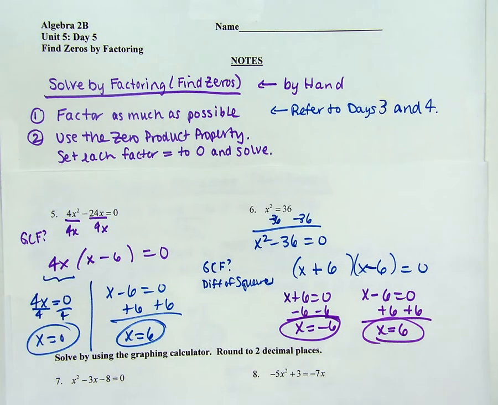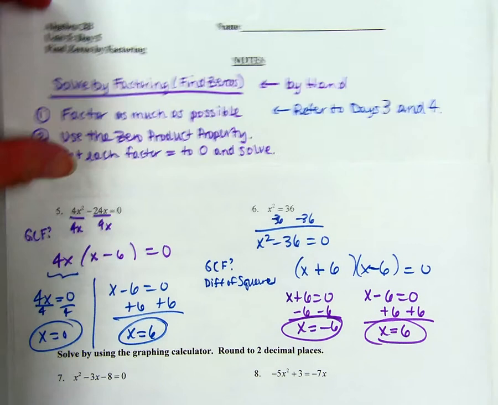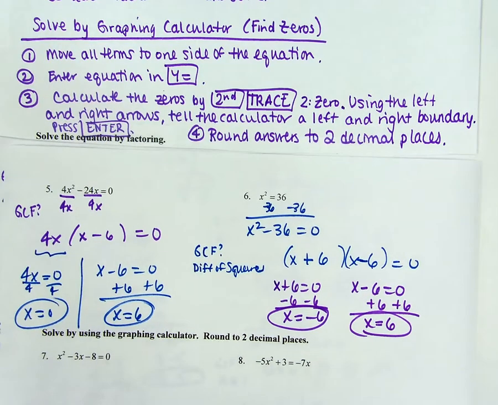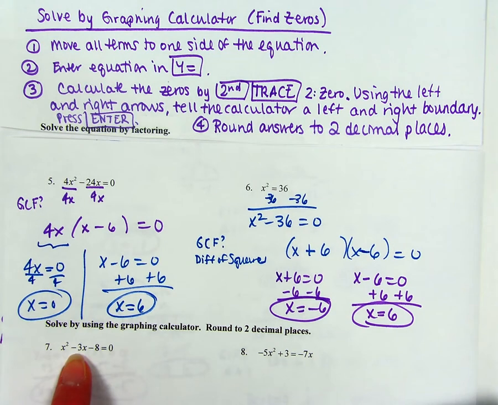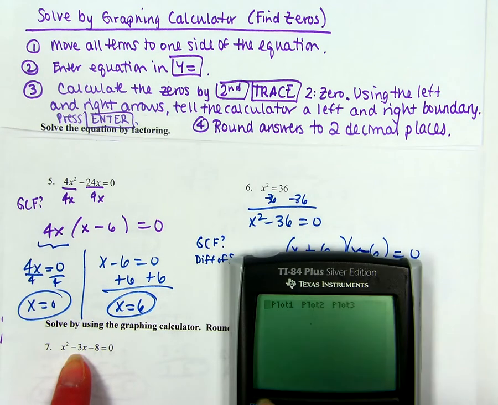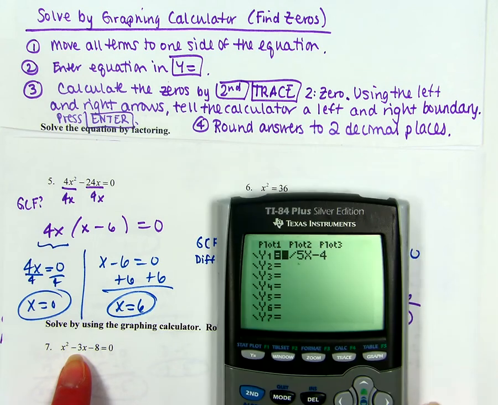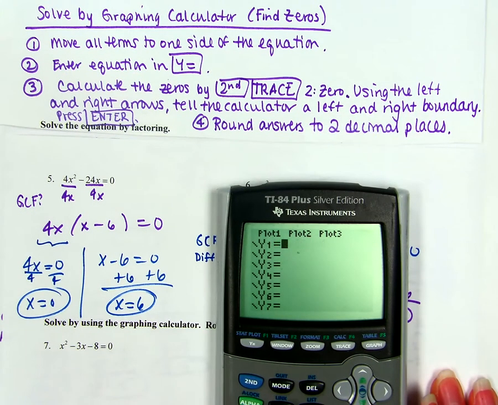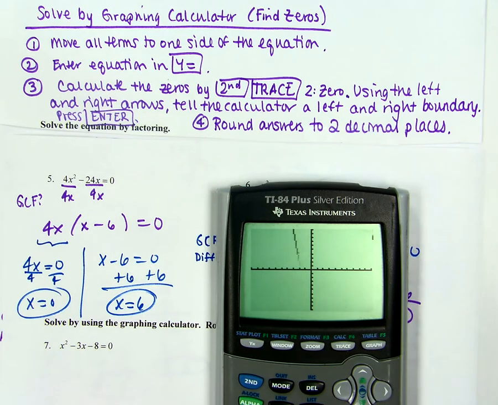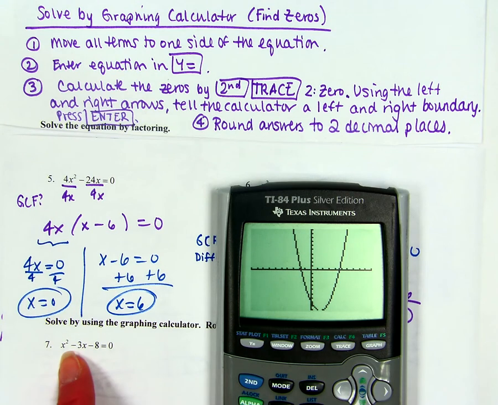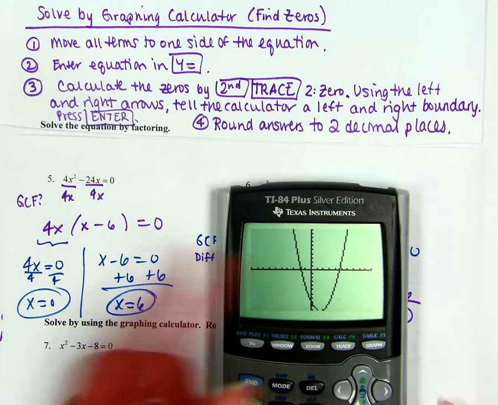All right, for the rest of this, you're going to need your graphing calculator. So we're going to look at the steps. We need to make sure that the equation already says 0 at the end. So this one does. So you are going to go to your y equals, and we're going to type in x squared minus 3x minus 8. And we're going to hit graph. Okay, so you should have a parabola. Anytime that you have an x squared, your graph should be a parabola. So make sure that that's the right shape.